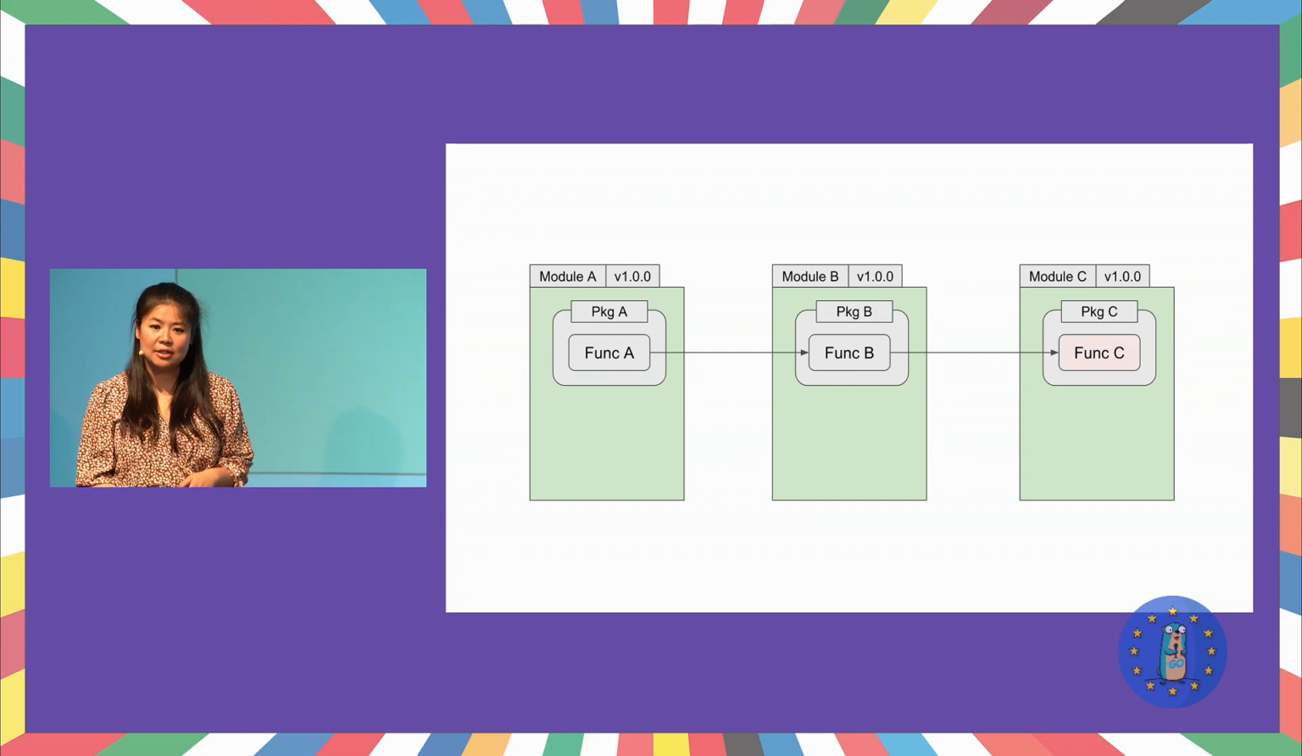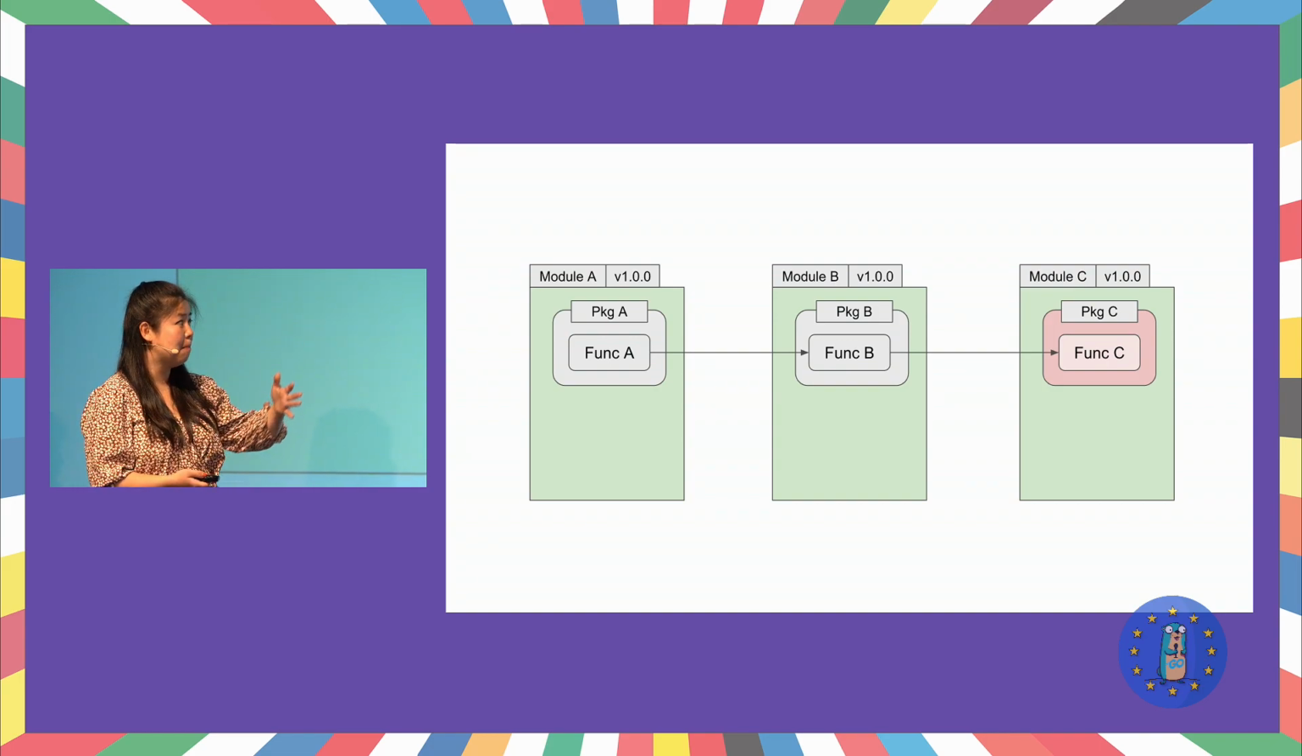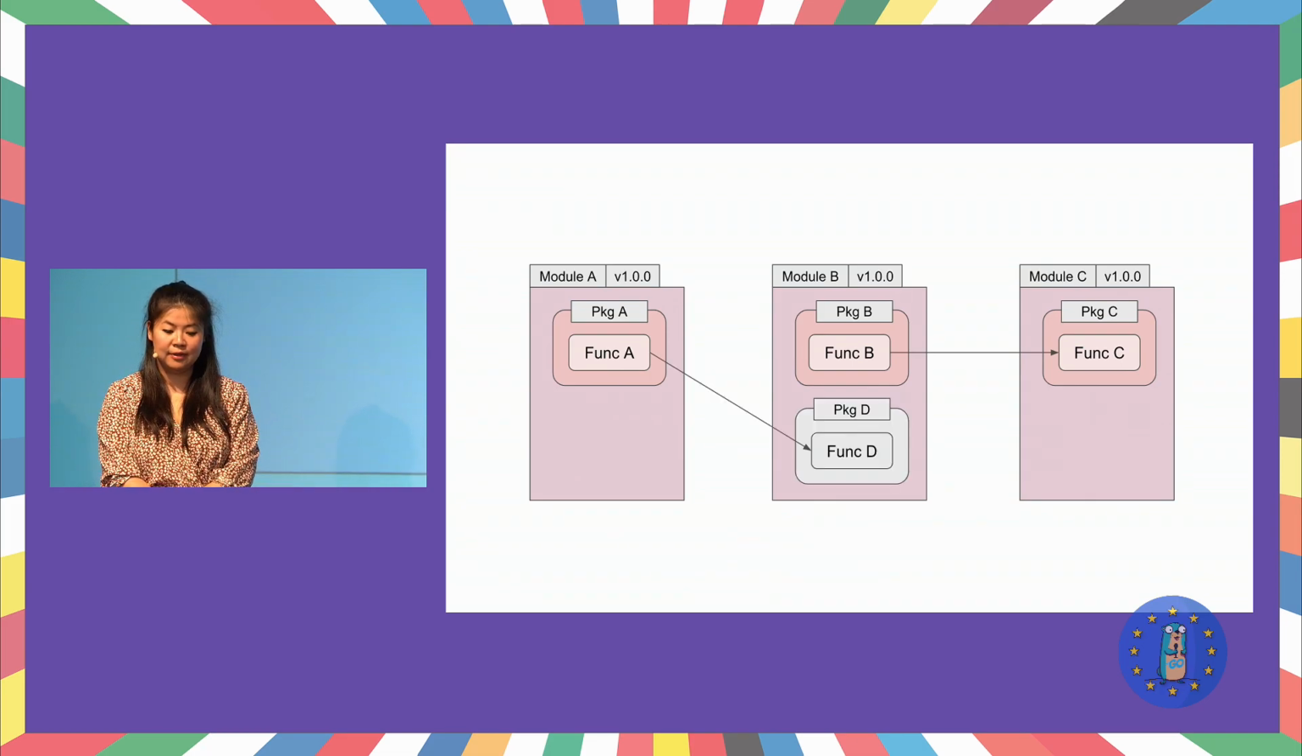So what happens if function C contains a vulnerability? Well, we would then say that package C is vulnerable, module C is vulnerable, so our functions B, package B, and module B, all the way up to function A, package A, and module A.